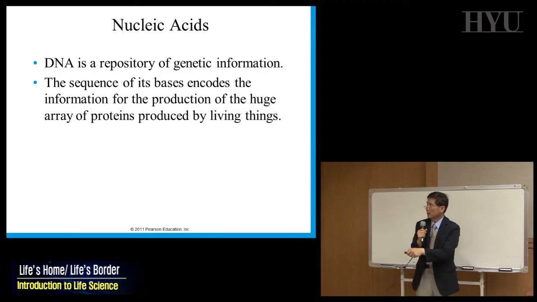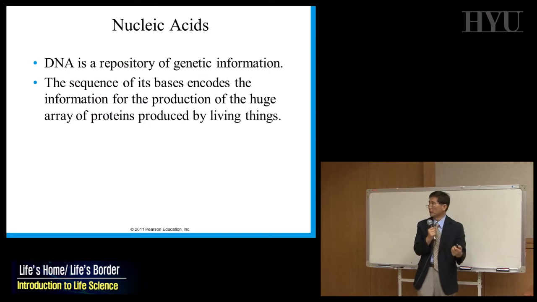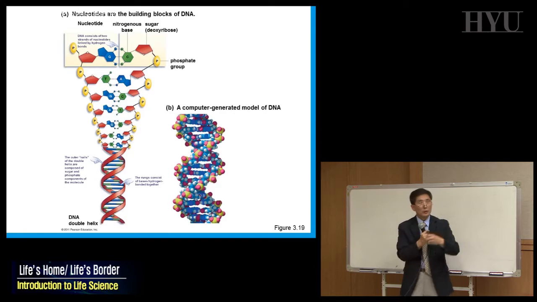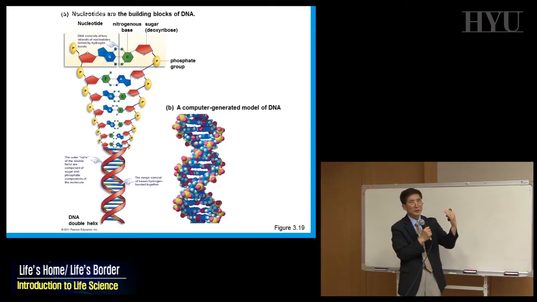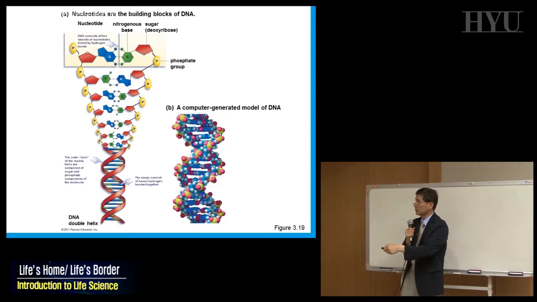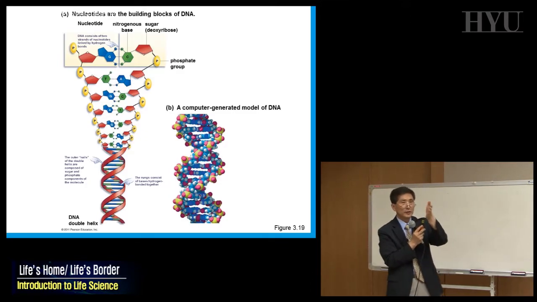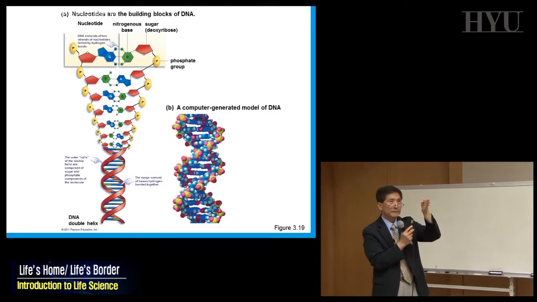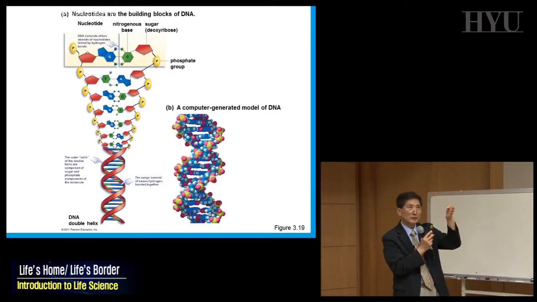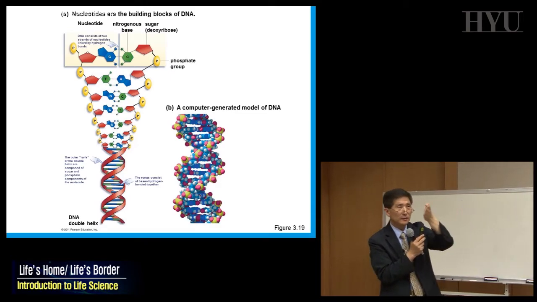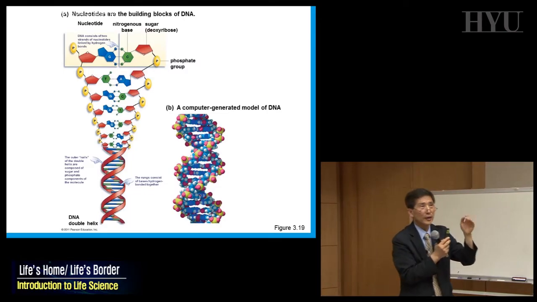All right, DNA is a repository of genetic information. The sequence of its bases encodes the information for the production of the huge array of proteins produced by a living thing. What do you mean? What is the information stored in this DNA? It is the sequence, G, T, G, A, C, those sequences, what comes after? So they have a 4-letter language, okay? DNA has a 4-letter language, G, A, T, C.